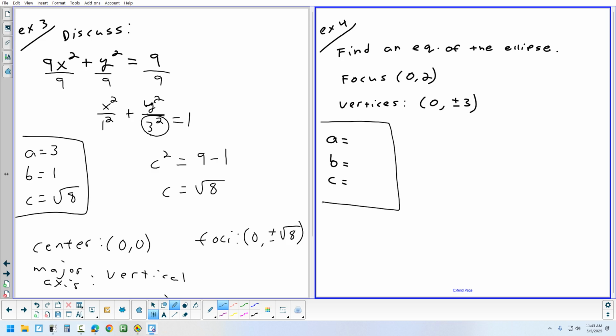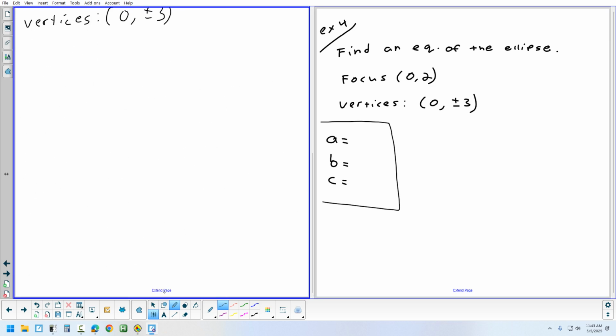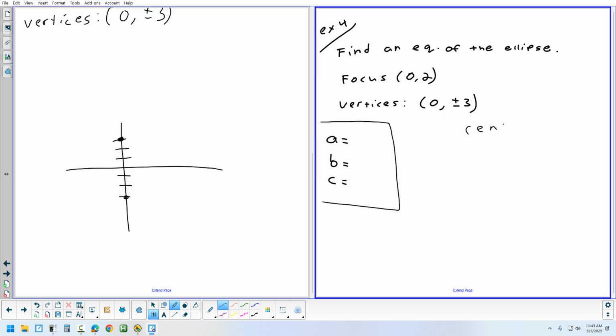So if you've got the point, draw our axes. We got a vertex at 0, 3, and we've got a vertex at 0, -3. Where would the center have to be if it's in the middle? Yeah, 0, 0. Yep. Okay. So now you know the center is 0, 0.